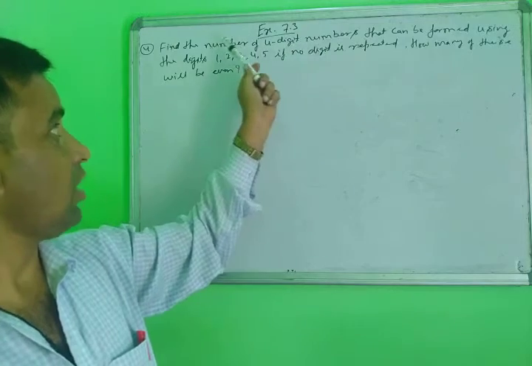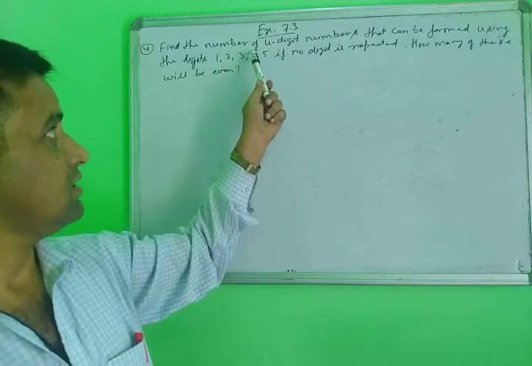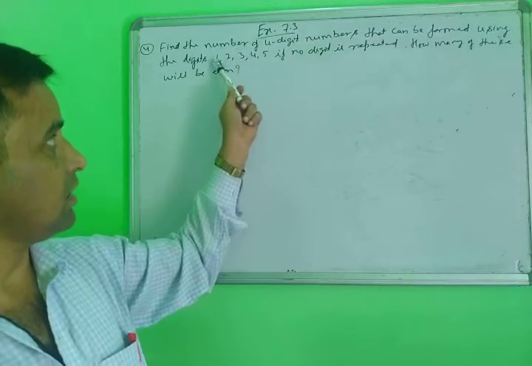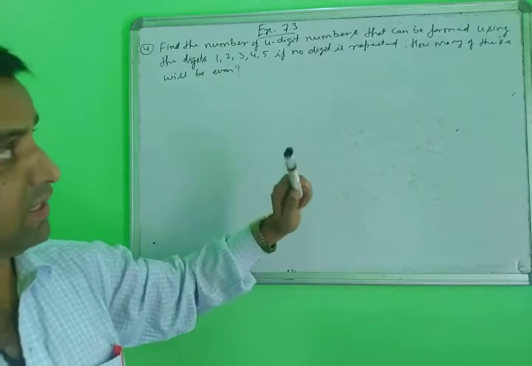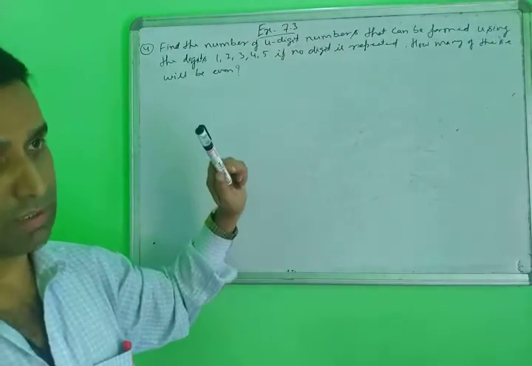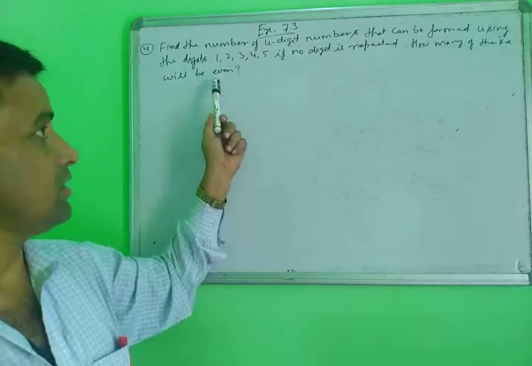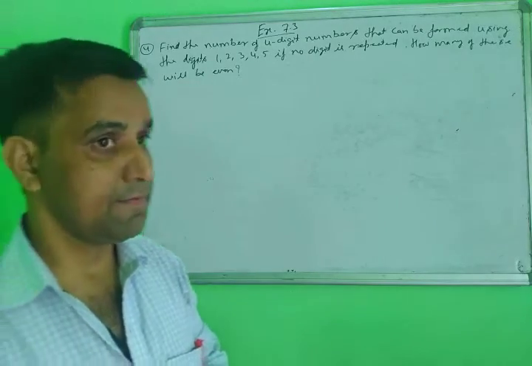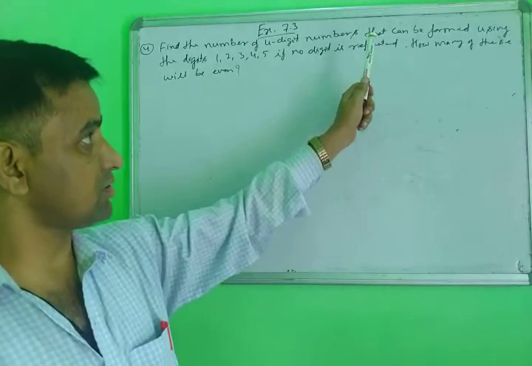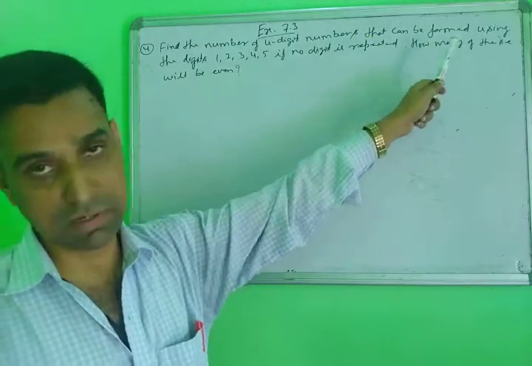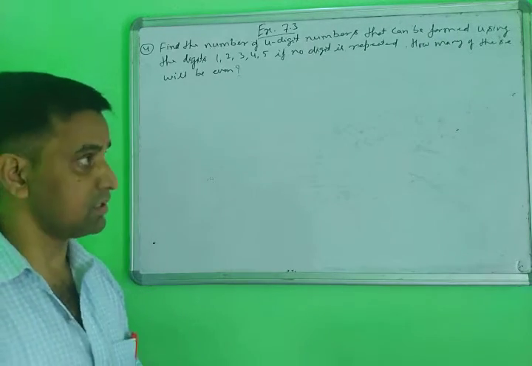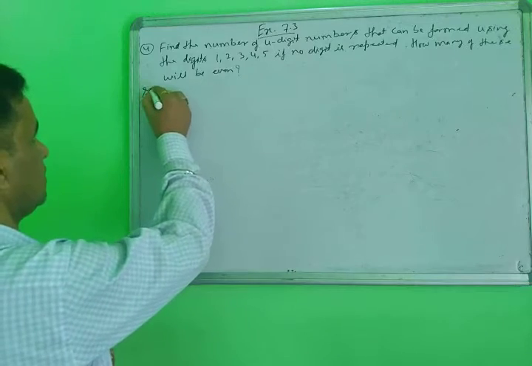The first question here is how many 4-digit numbers can be formed if the digits are not repeated, with given digits 1, 2, 3, 4, 5. The second question is how many of them will be even numbers. So there are two answers to this question: the first is the total numbers, and the second is only even numbers. So then start the solution here.